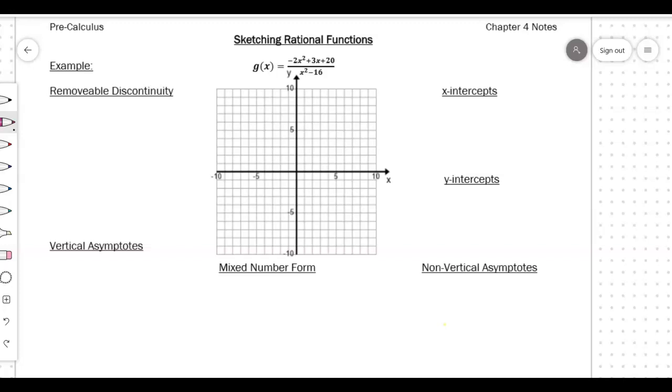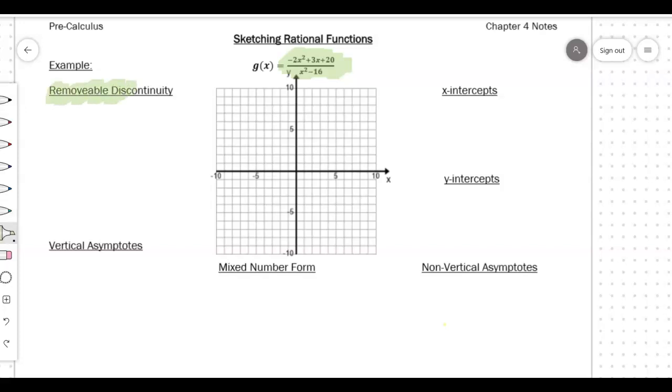All right, guys, so we're going to continue section 4.5 notes, and now we're going to look at examples of sketching rational functions. So the first thing that we're going to do is take our function and factor it. We've talked a lot about factoring, so I'm not going to cover exactly how we're factoring it, but in order to see our removable discontinuities, or our vertical asymptotes, it's really helpful to have that in factored form.